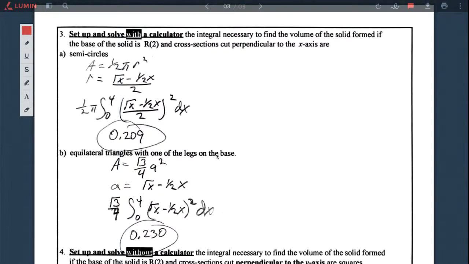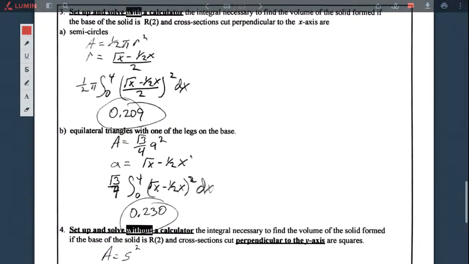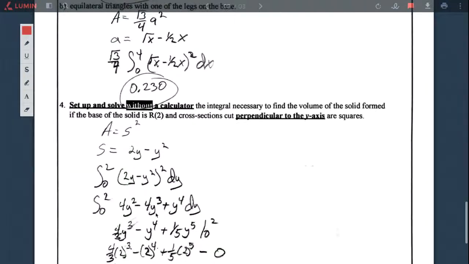Next one, equilaterals. I'm doing equilateral triangles. If you look it up, the area formula for an equilateral triangle is square root of 3 over 4 times a squared. So a is just going to be top minus bottom, so square root x minus 1/2 x. I've got the square root of 3 over 4 in here, and I've got my a squared here. Plug it into my calculator, 0.230.